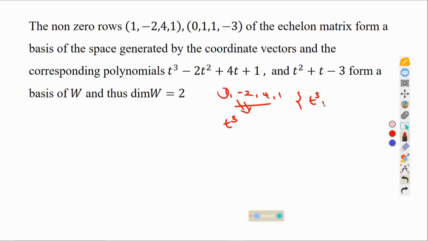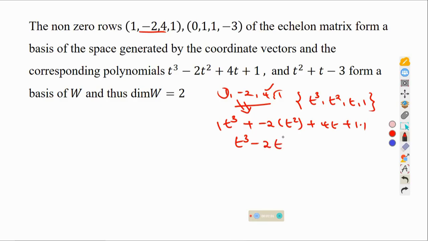basis is containing t cubed, t squared, t, and 1. So of course, the first value is the coefficient of t cubed. Then the second value, -2, is the coefficient of t squared. And the next value, which is 4, is the coefficient of t. And if this is 1, then it remains 1 times 1. So basically, the corresponding polynomial to this will be t cubed minus 2t squared plus 4t plus 1.